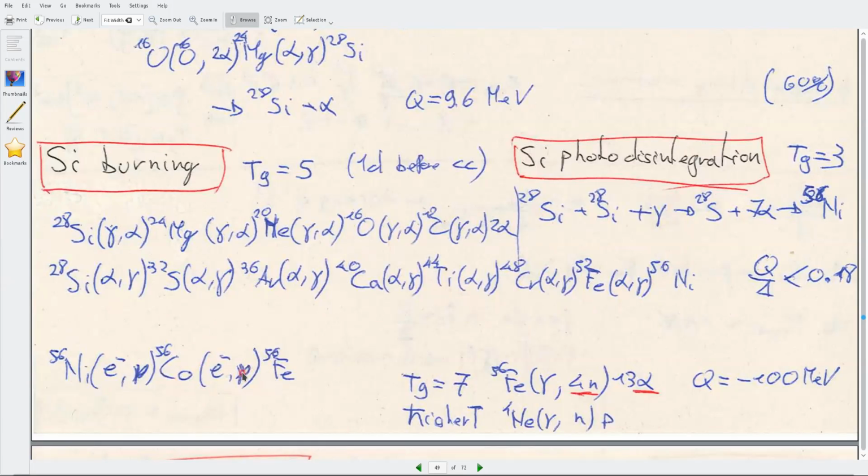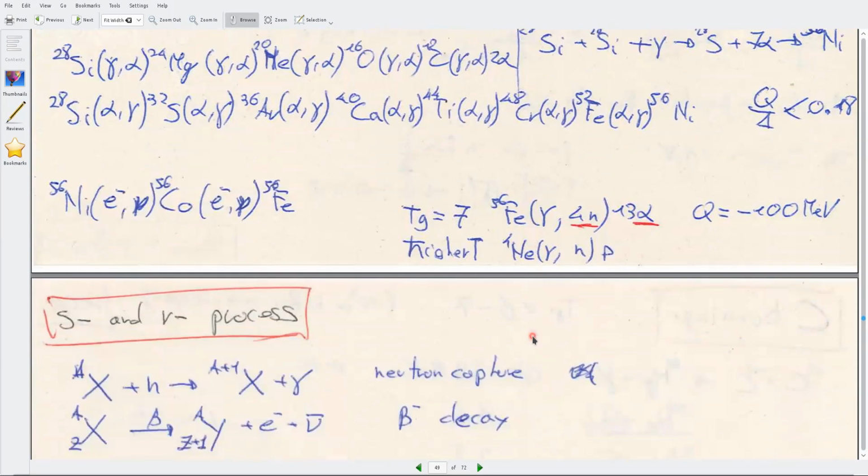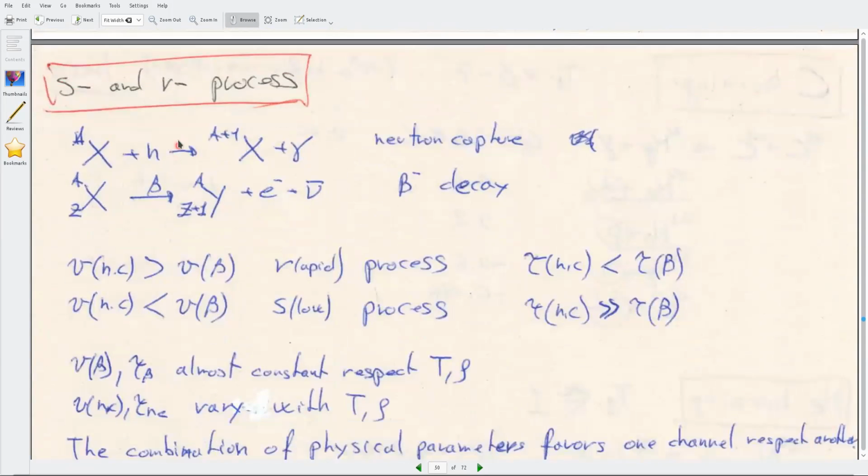you have a lot of electrons, and you can produce this one at the end, having the iron that we will see. At definitely higher temperature, 7 billion Kelvin, you can have the photodissociation of the iron into 13 alpha particles and 4 neutrons, or also the disruption of the helium particles, so you can produce protons again.